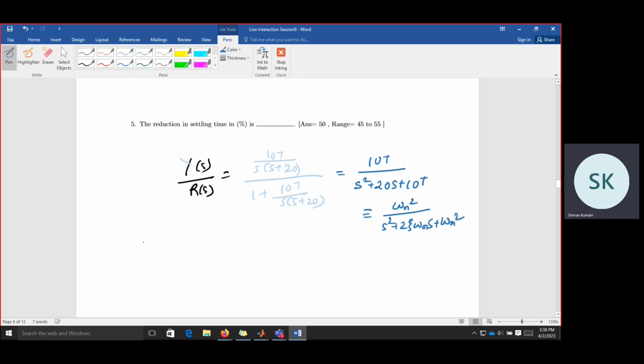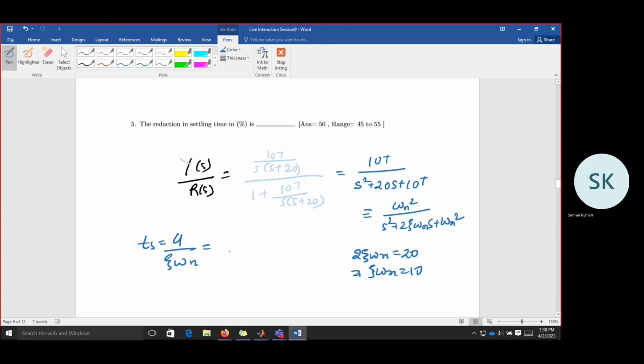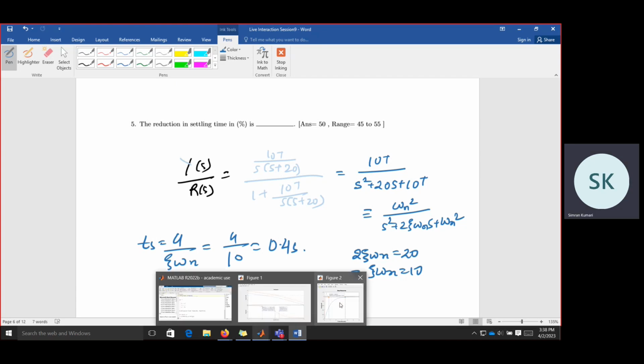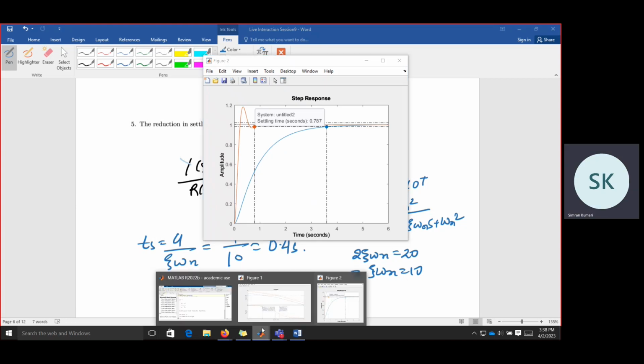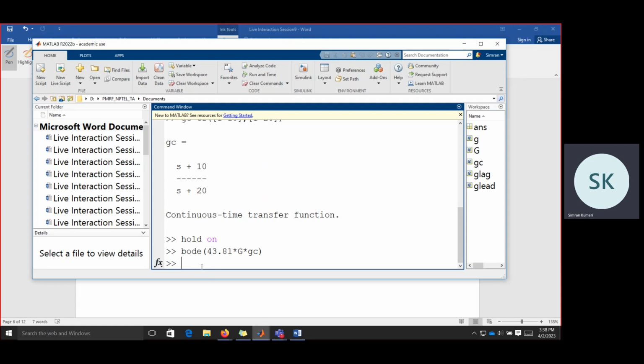So what do we get? Ts is equal to 4 by zeta omega n. Now 2 zeta omega n is equal to 20, so zeta omega n is equal to 10. This implies 4 by 10, that is 0.4 seconds. Earlier what we had was 0.8 seconds. Now it is supposed to be 0.4 seconds. So let us see if we get this.